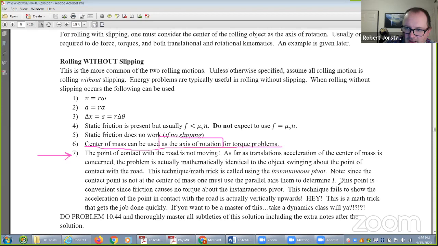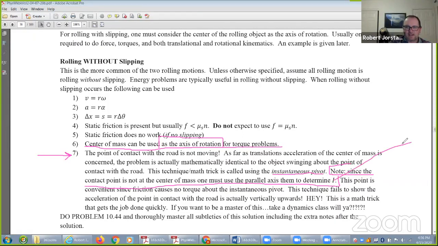All right. So more on that in a second, but this is something that people forget all the time, this pink line right here. If you use the instantaneous pivot, you do not use the center of mass moment of inertia. You use I parallel equals I center mass plus m r squared, where r is the radius of the rolling object. And this doesn't really make sense until we get into a problem.